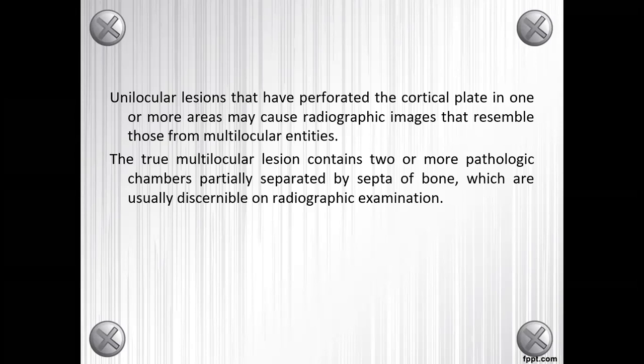So unilocular lesions that have perforated the cortical plate in one or more areas may cause radiographic images that resemble those from multilocular entities. Here, in true multilocular lesions, there are chambers which are separated by septa of bone, which are usually discernible on radiographic examination. Sometimes we don't see them; if it is a thin septa, it is very difficult for us to assess or see the septae.